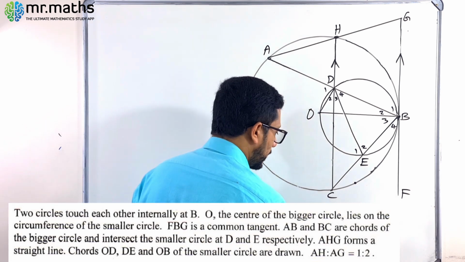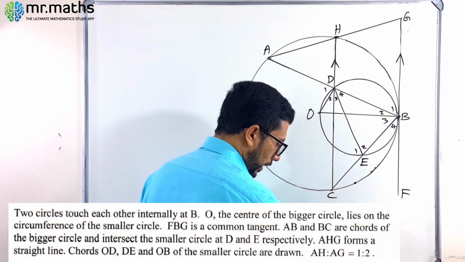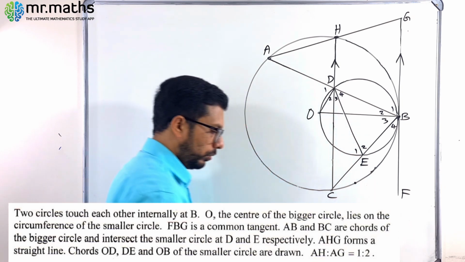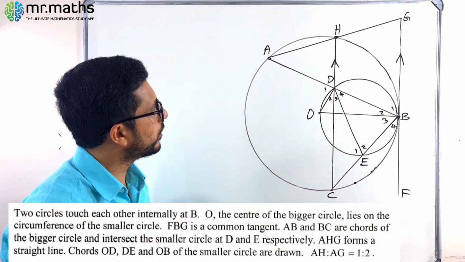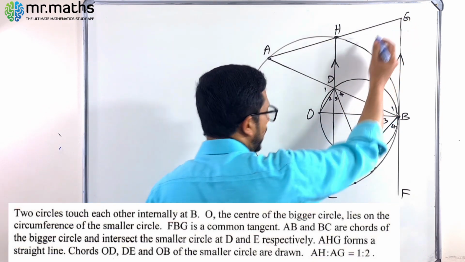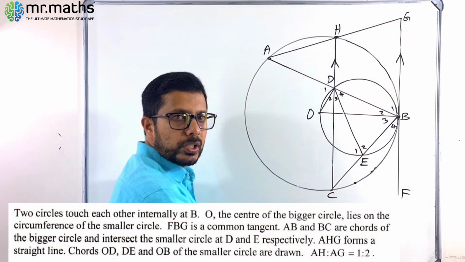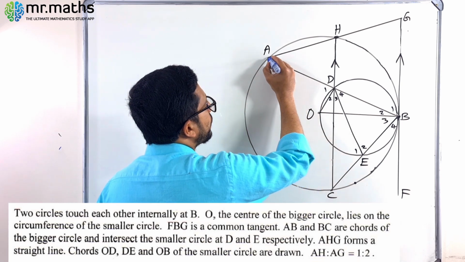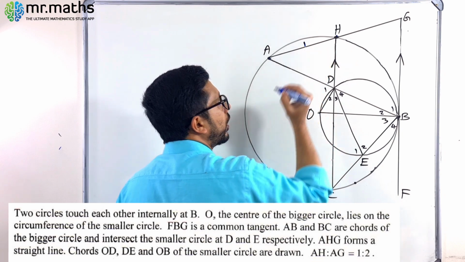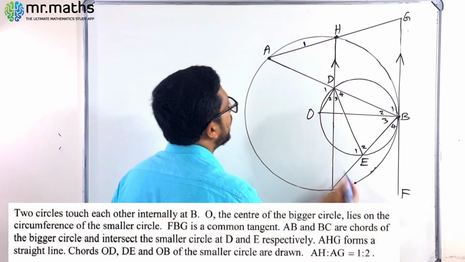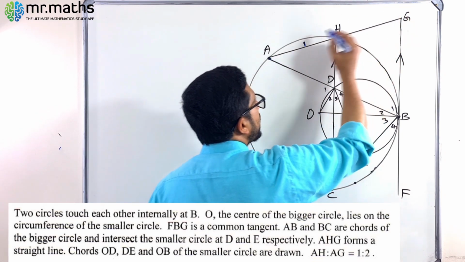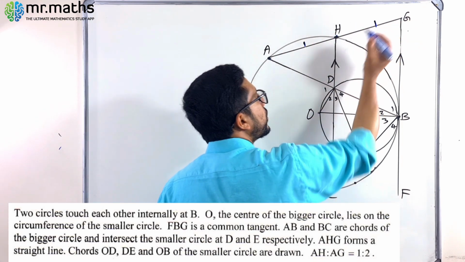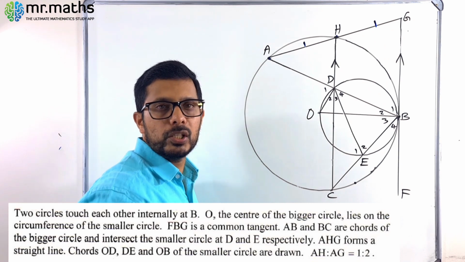AH is to AG, and the ratio is equal to 1 is to 2. So here you can see from this ratio itself, before we go to the first question, AH is to AG. AH is from here to here, and the ratio is 1. And AG is from here to here. They are saying that the total ratio is 2. So it means that here also the ratio is 1. Am I right? Then only 1 is to 2.